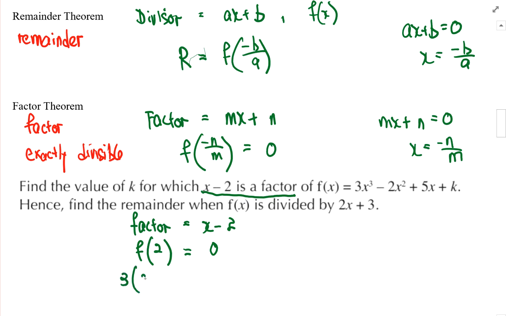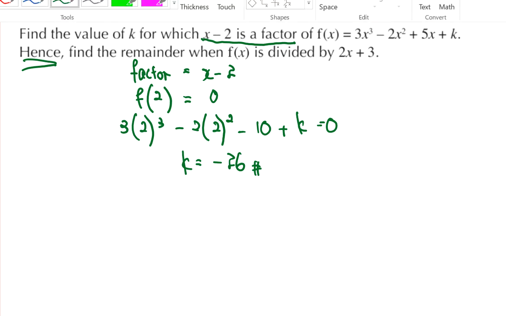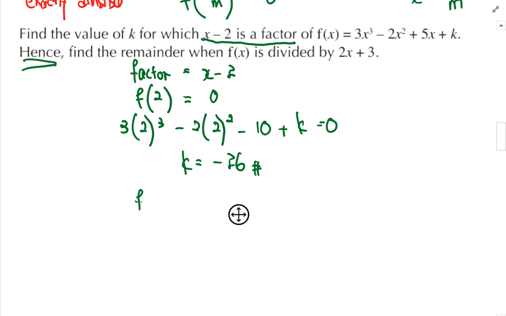So I have 3. Please be very careful if you're working. If you need to write it out, please do so. This will be equal to 0. If you were to do some simple manipulation, this will tell you that k will be equal to negative 26. I have done my first part. The word hence means I must use the answer I just found to do the second part. Let me write out the polynomial equation first.